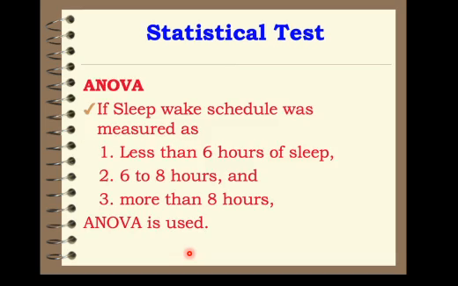And so, for example, if sleep-wake schedule was measured as less than 6 hours, 6 to 8 hours, and more than 8 hours, so we have three categories for the independent variable, and then the statistical test to use is ANOVA.